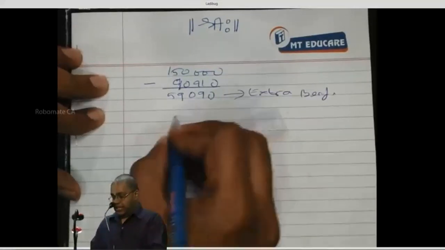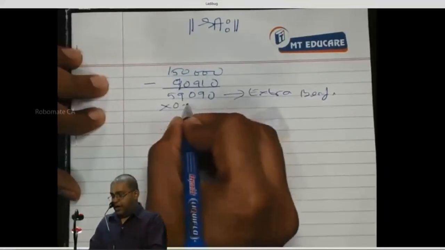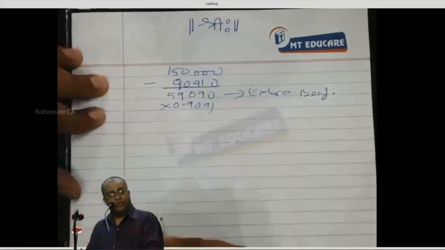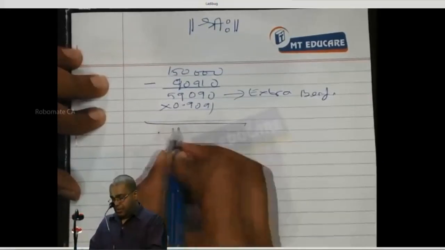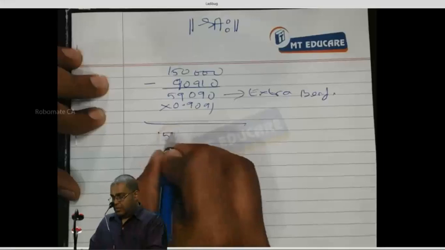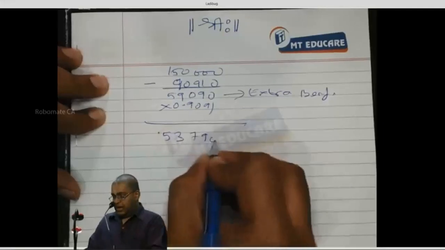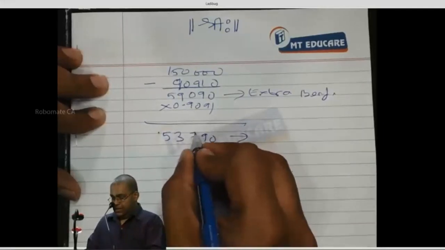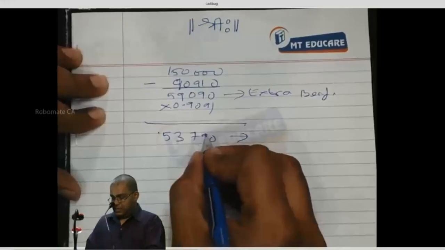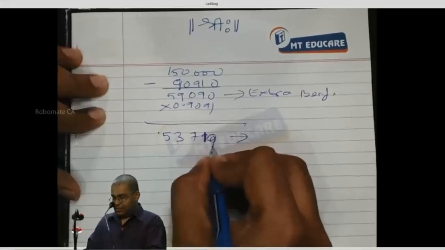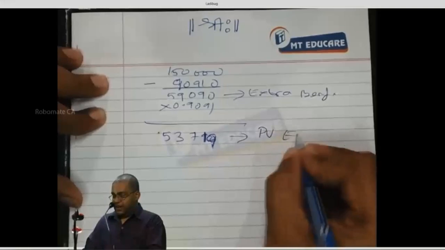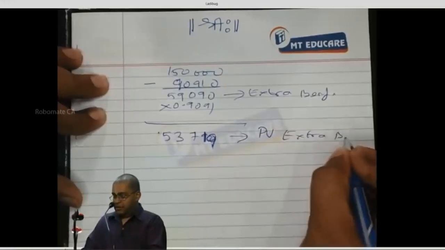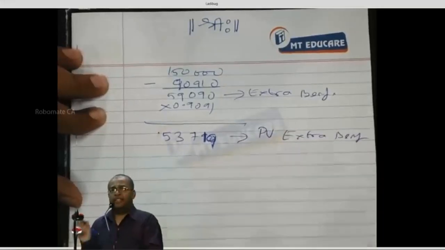Now, next I multiply by what? 0.9091. Discount by what? 1 year. What is the number here? 53,790. What is that here? Present value of what? Extra benefit. Respond yes or no?